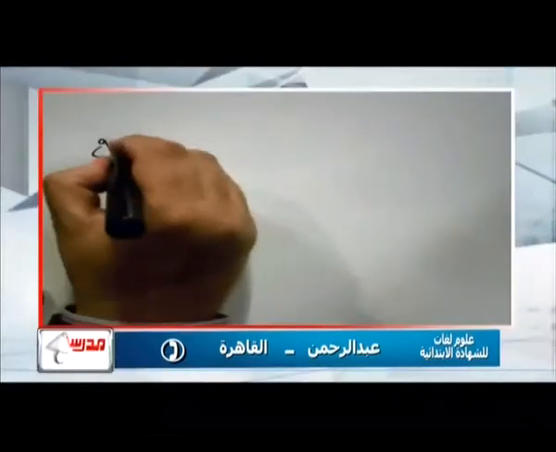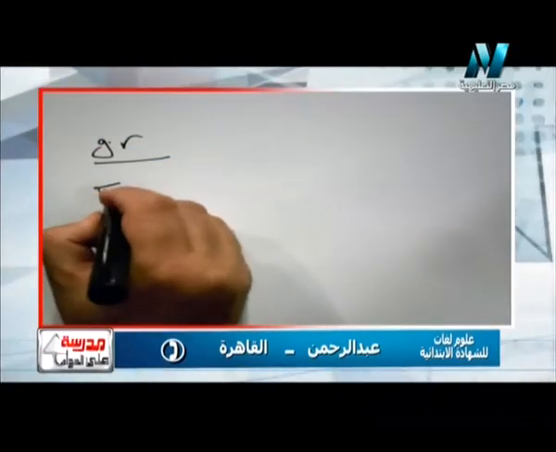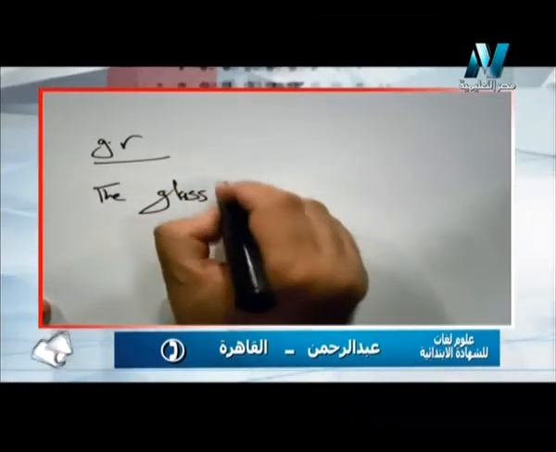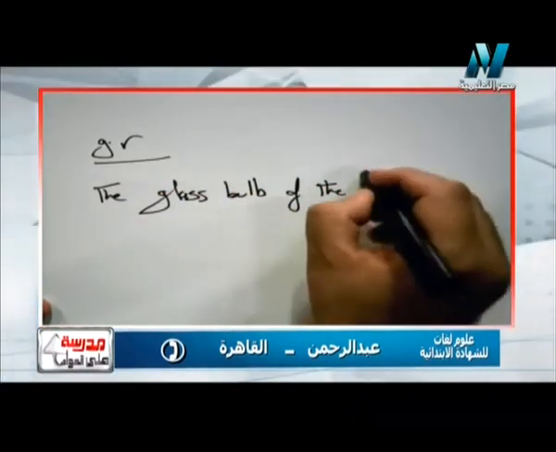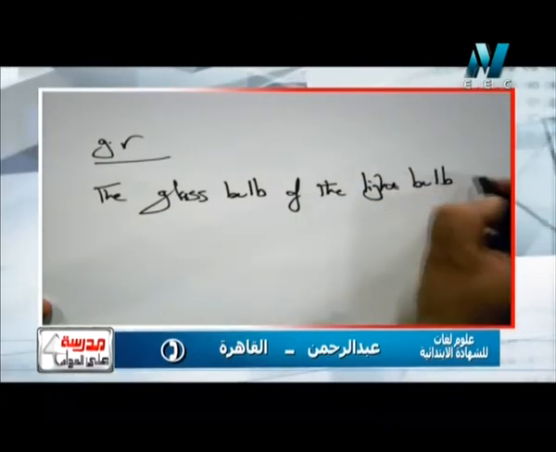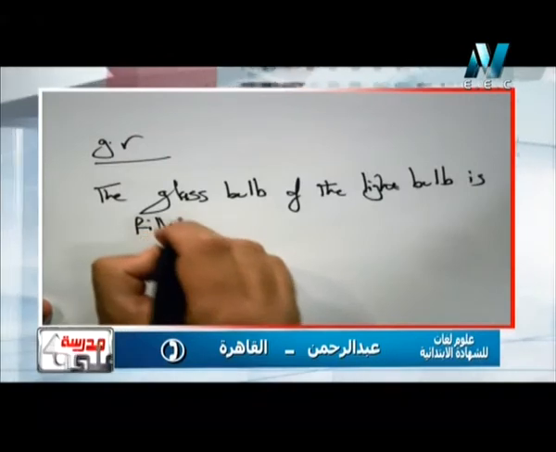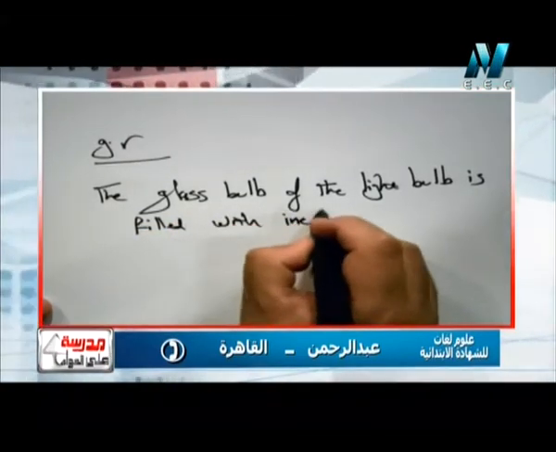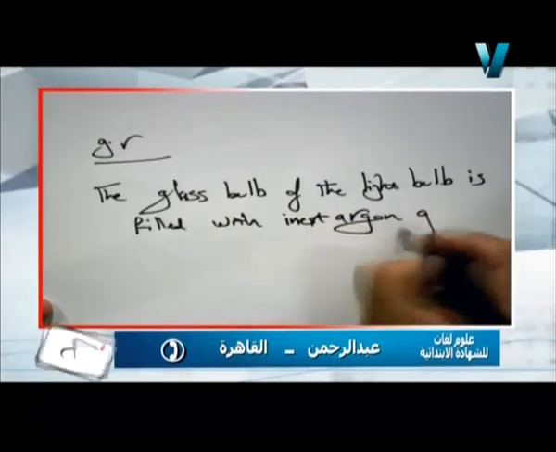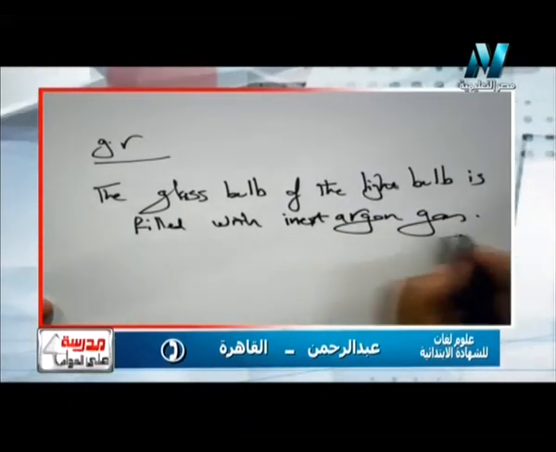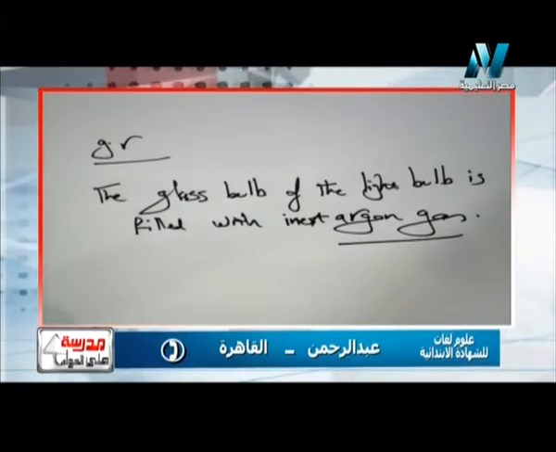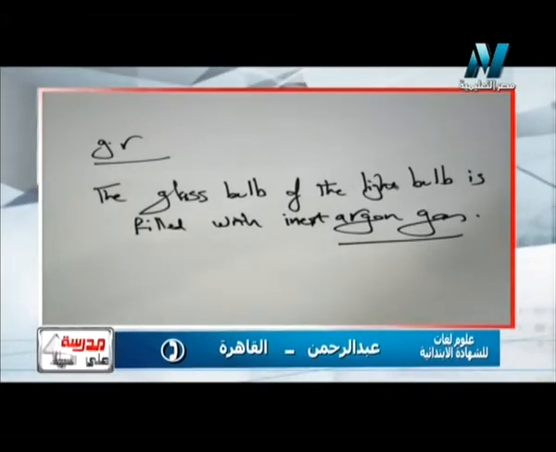He said there was a give reason question but he doesn't know anything. Okay. Can you tell me this question, Abdurrahman, please? Give reason. The glass bulb of the light bulb is filled with inert argon gas. Okay, Abdurrahman, do you know what's meant by argon gas? Argon gas is an inert gas that doesn't help in burning. So, the glass bulb is filled with this gas to prevent burning of the filament.